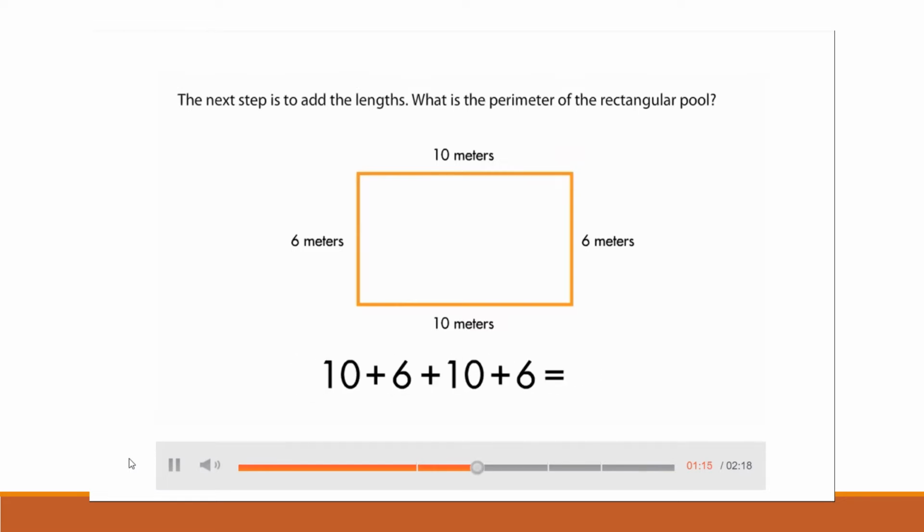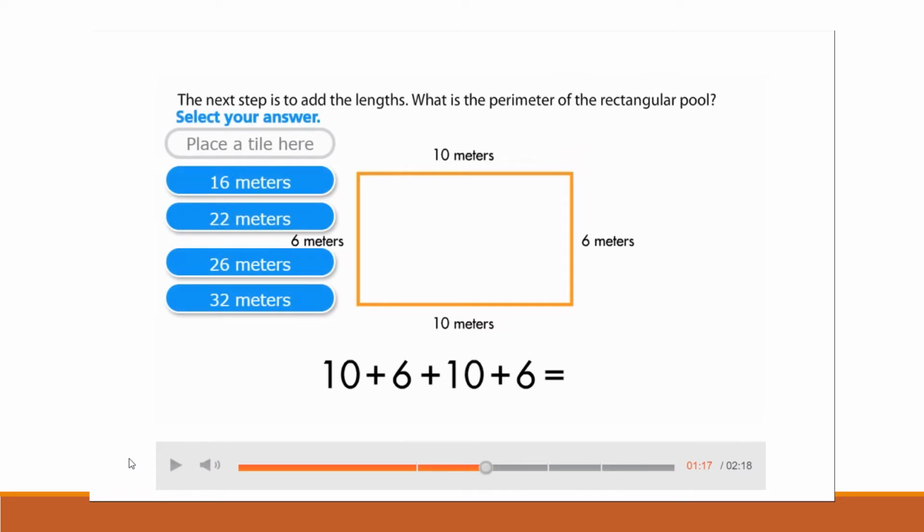What is the perimeter of the rectangular pool? Select your answer. Call it out. If you say it loud enough, I can probably hear you from my house, and then I'll select the tile that you say. No, I'm just kidding. Don't scream in your house. I wish this were more interactive.